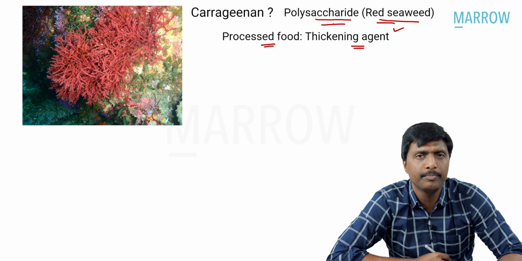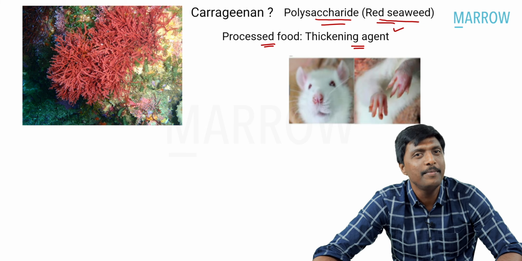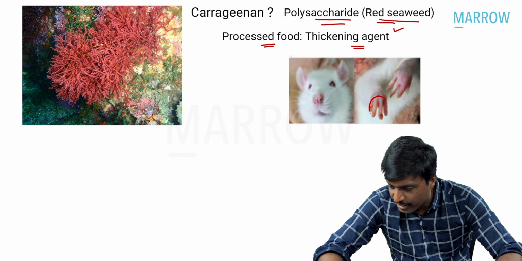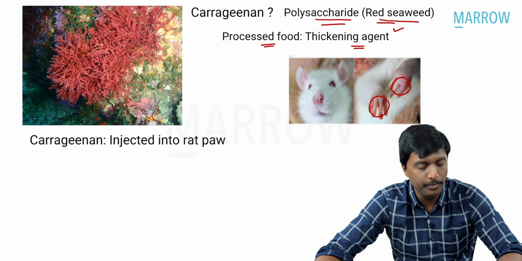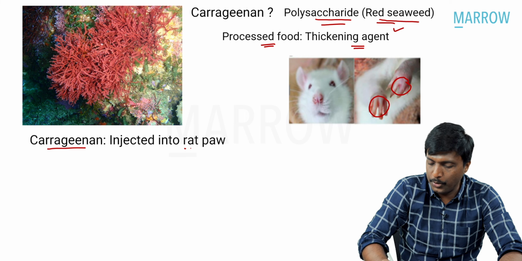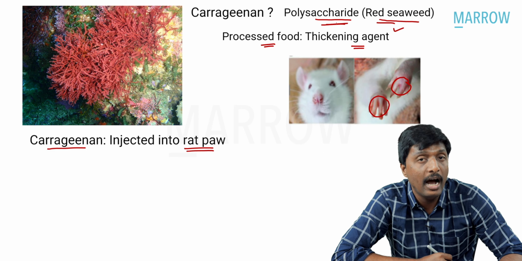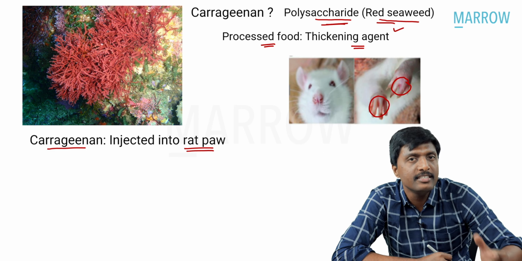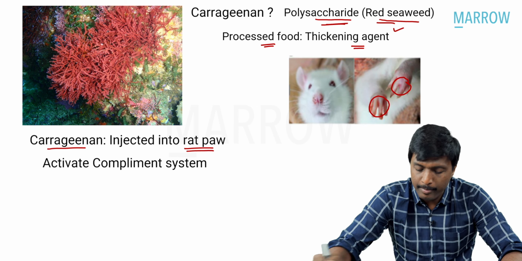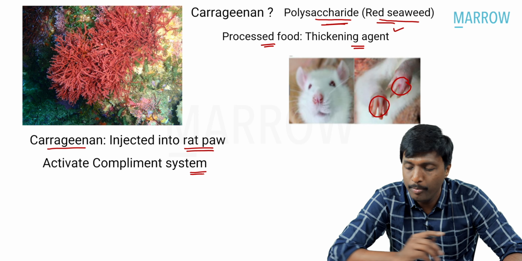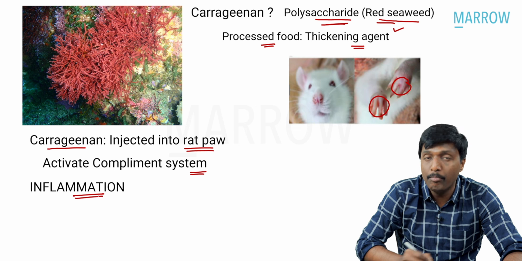What are we going to do, sir? This carrageenan we are going to inject especially into this animal. Where? At the level of its paw. Look very carefully. We will inject this in the paw. This carrageenan is injected into rat paw. After this injection, this carrageenan is going to activate the complement system. When the complement system is activated, you may get a full-blown inflammation. That is why it is an inflammatory model.